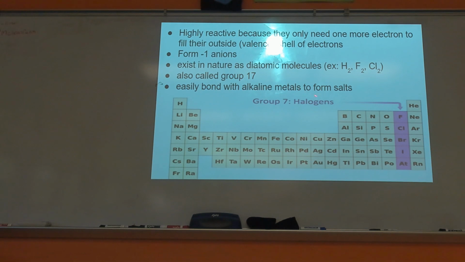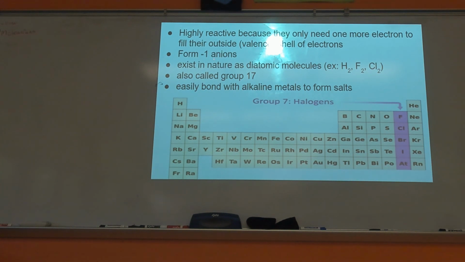Now, the group 7, the halogens, they also are very, very reactive. The reason why they're really reactive is because they only need one more electron to fill their outside shell of electrons. Thinking back to the Bohr model, the electrons are in these rings, right? The valence shell is that outer ring. So, halogens need one more electron, then they have a completely full shell. We'll keep referring to that throughout the year, but elements want to have a full valence shell. Elements are the most stable when their outside shell is full. So that's why halogens are really, really reactive. They want to pair up with something else.